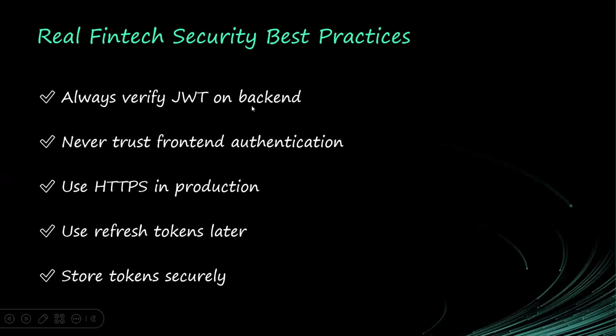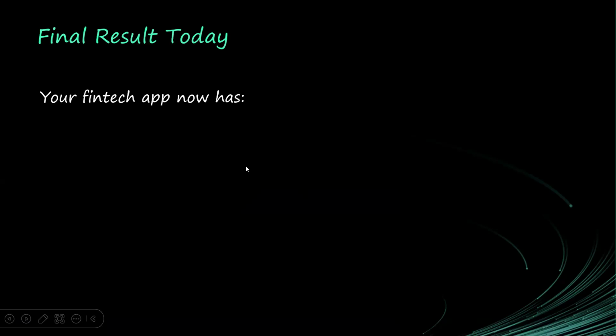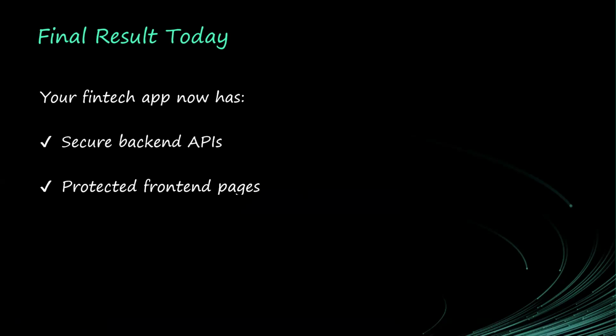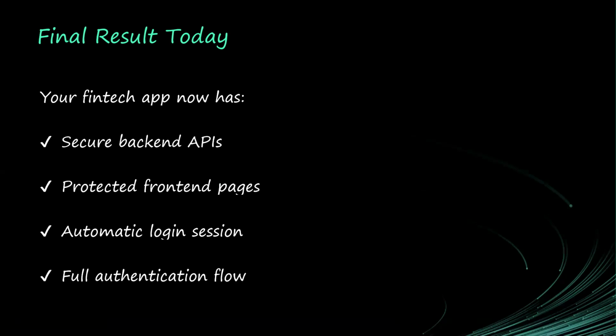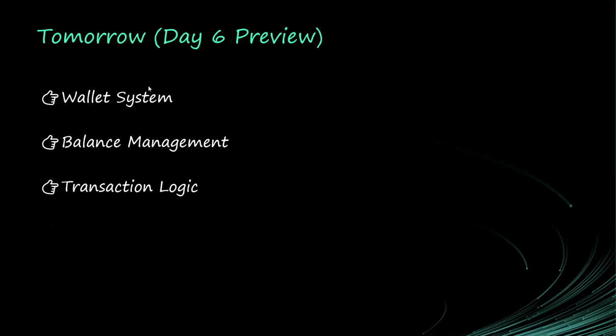Okay, the next thing to do now is we are done. So these are just security things. You always verify your JWT on your backend. Never trust front-end authentication. Front-end authentication can be bypassed. Use HTTPS in your production. Use refresh token later. Store token securely. So today, your fintech app now has secure backend APIs, protected front-end pages, automatic login session, and full authentication flow. So congratulations on your day 5. Tomorrow we are going to start the wallet system, the balance management, and the transaction logic.